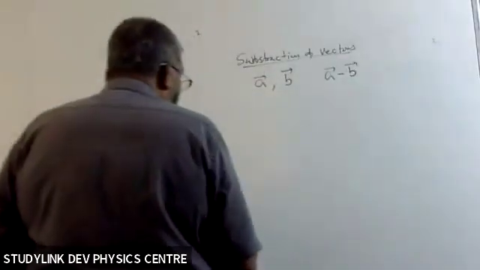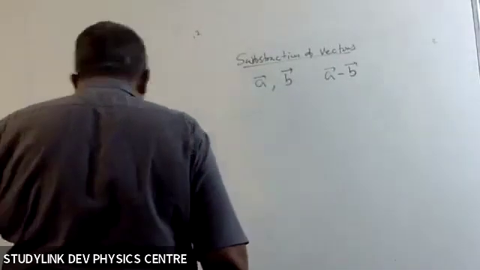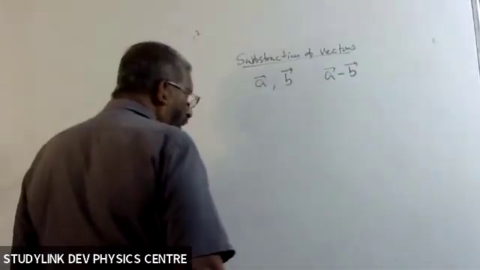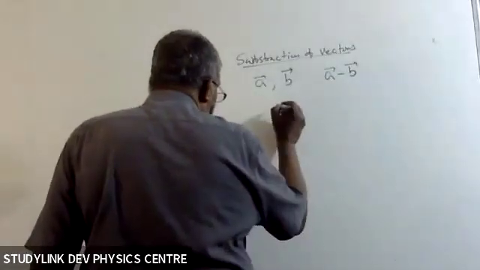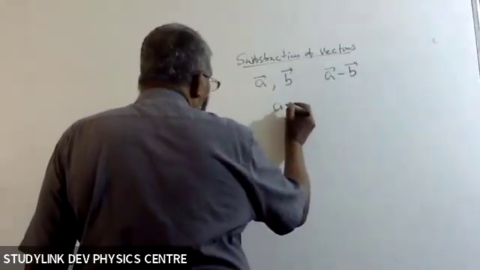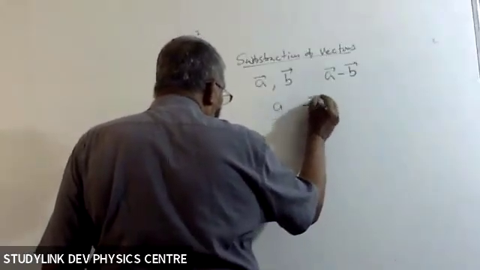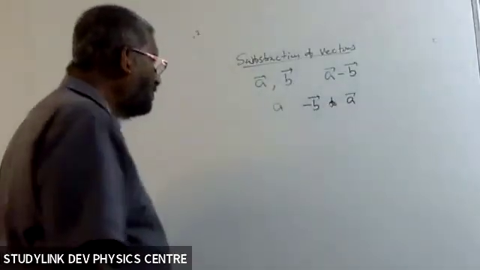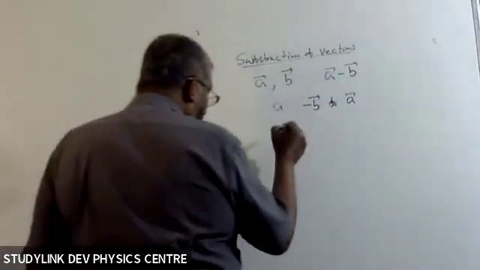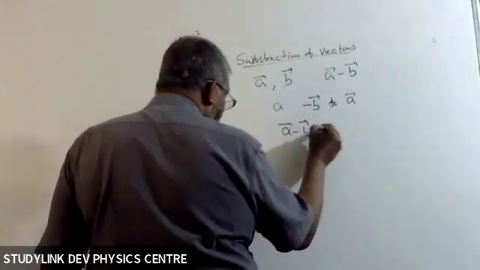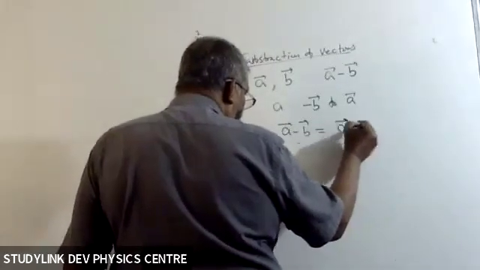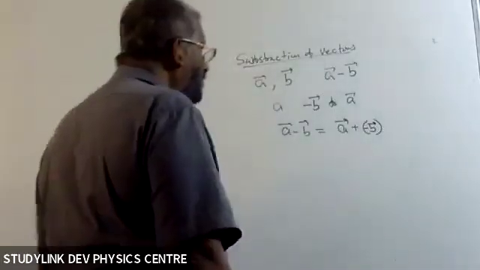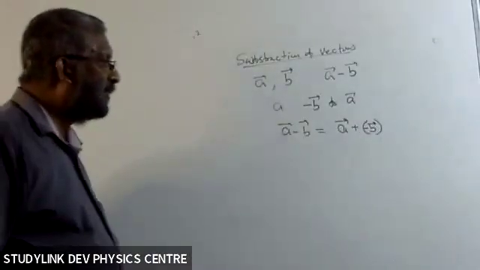Now what we do is, instead of deducting B from A, we can add the vector minus B to vector A. That means A minus B is written as vector A plus minus B. Right? Minus B.